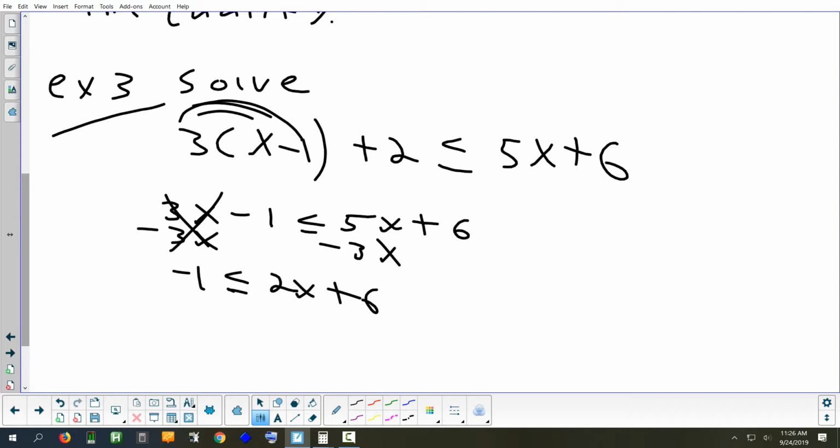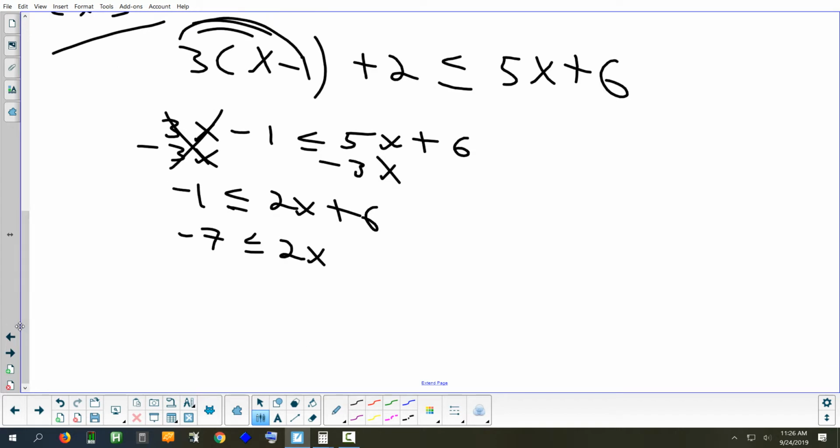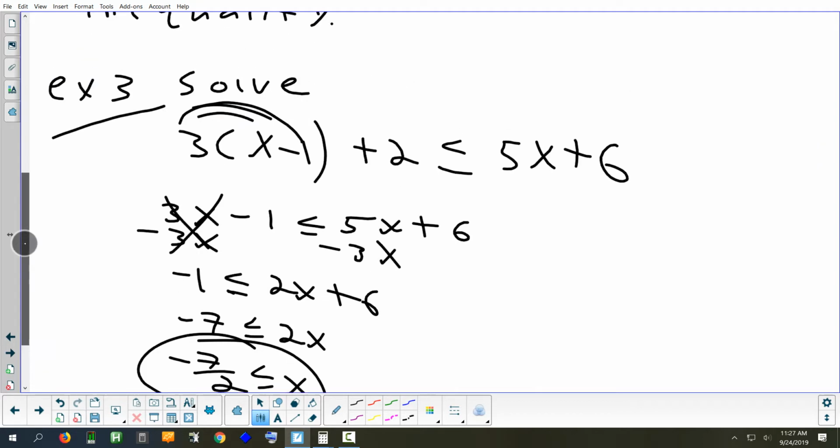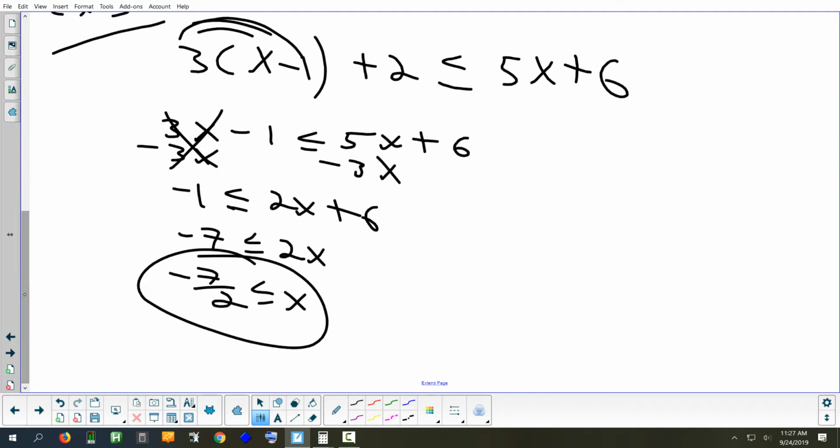What about my next step? Now I don't have any more choices. I pretty much have to do something. Derek? Subtract 6 from both sides. Yep. And what's negative 1 minus 6? Negative 7. Good. And my last step? Divide by 2. So x is greater than or equal to negative 7/2 or negative 3.5. The decimal would be handy if they want you to graph it. But, nope, they just said solve.